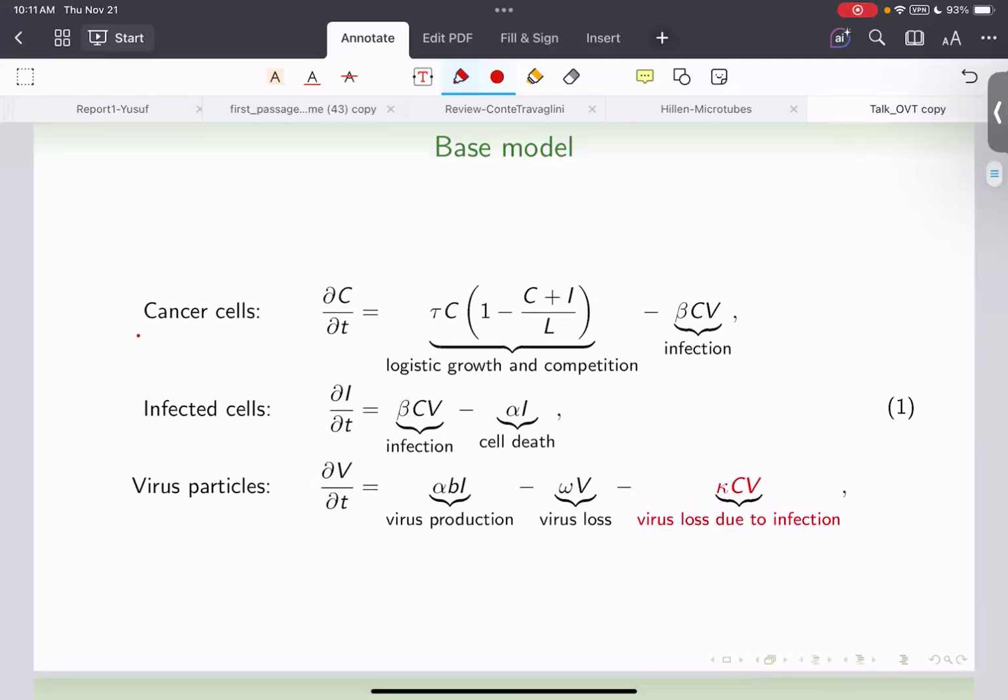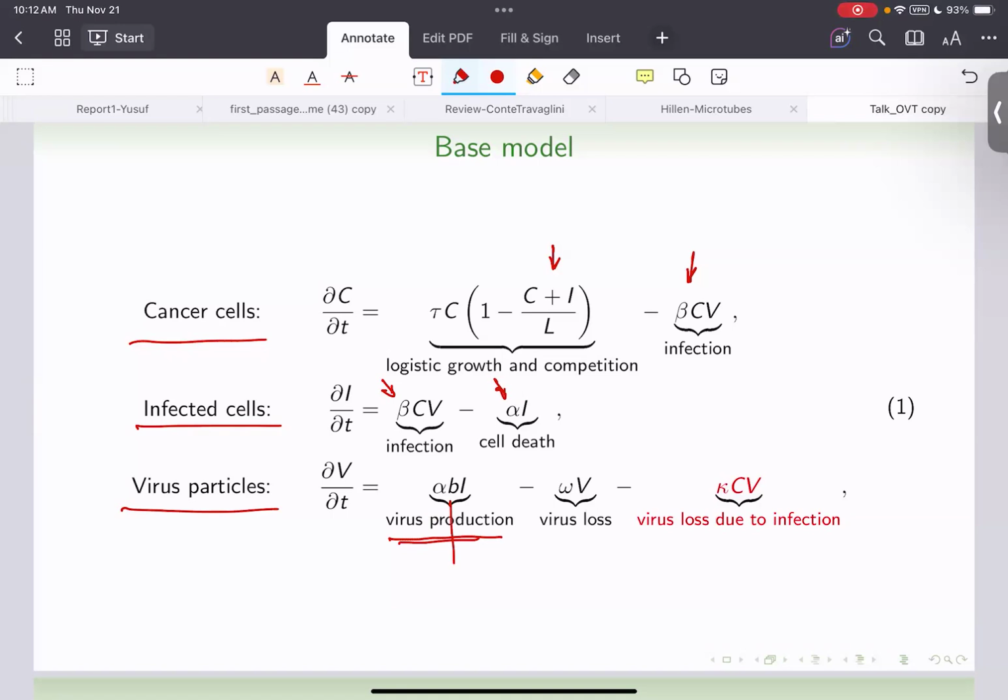So we have cancer cells, C, infected cancer cells, which are called I, and virus particles, V. The different terms here are very standard. For example, we have a logistic growth for the cancer cells, and then the C plus I term indicates some competition for resources between cancer cells and infected cells. The infection happens here with the infection rate beta. If they are infected, they become infected cells, so they end up here. They die mostly due to lysis. After the virus has matured, the cell dies.